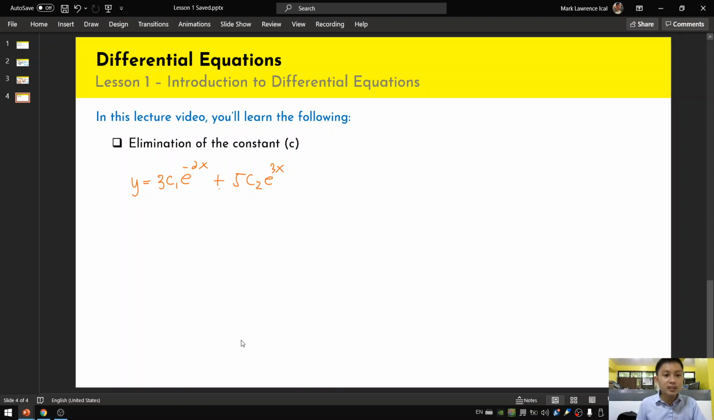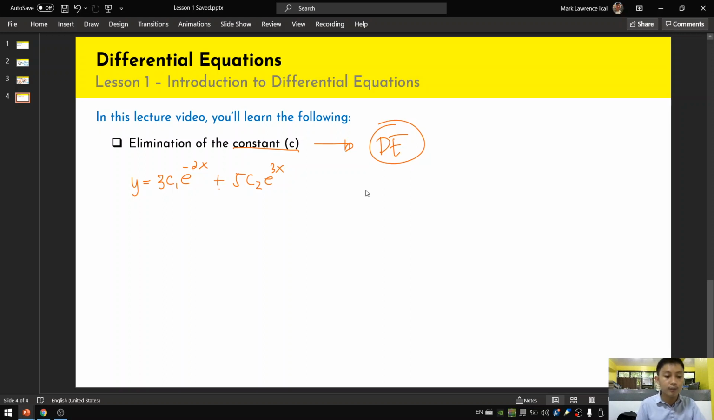Now, does this equation contain any derivatives? No. You don't see any derivatives in this equation. That is why this is a solution to the DE. Now, if you eliminate the constant c, you will get the differential equation itself. So that's what we're going to do.